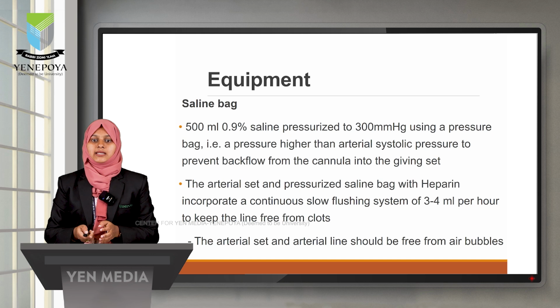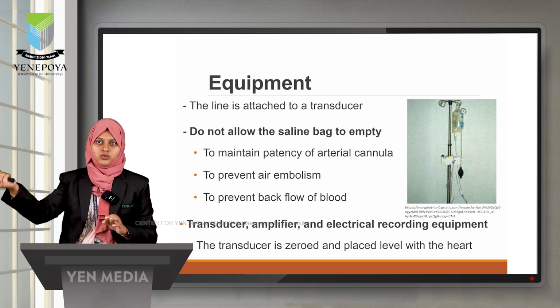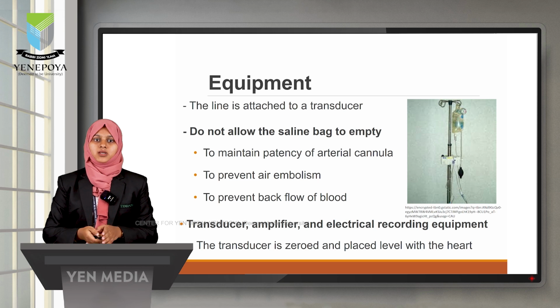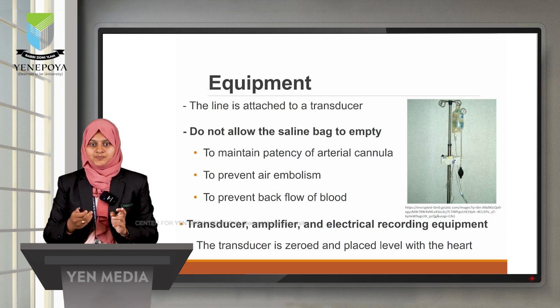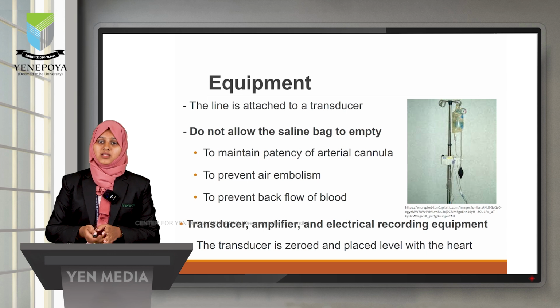The arterial set and arterial line should be free from any air bubbles. The line is attached then to the transducer. The transducer is connected to a monitor where we will get the recordings of the BP monitoring. We should not allow the saline bag to be empty because it maintains the patency of the arterial cannula. It prevents air embolism and prevents the backflow of blood. Other equipment like transducer, amplifier and electrical recording equipment are used.